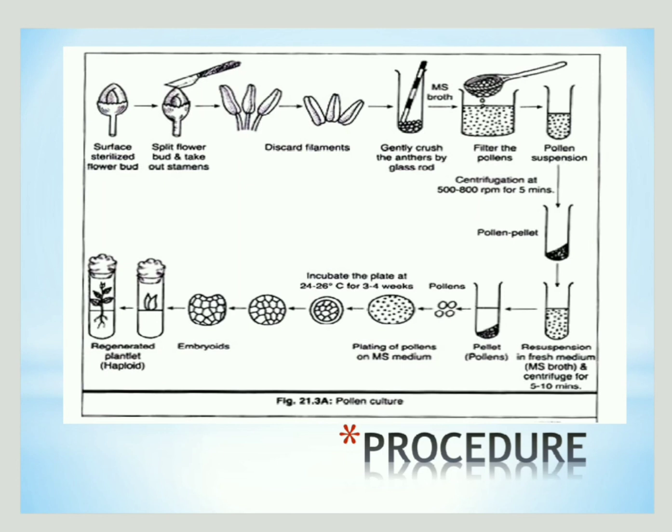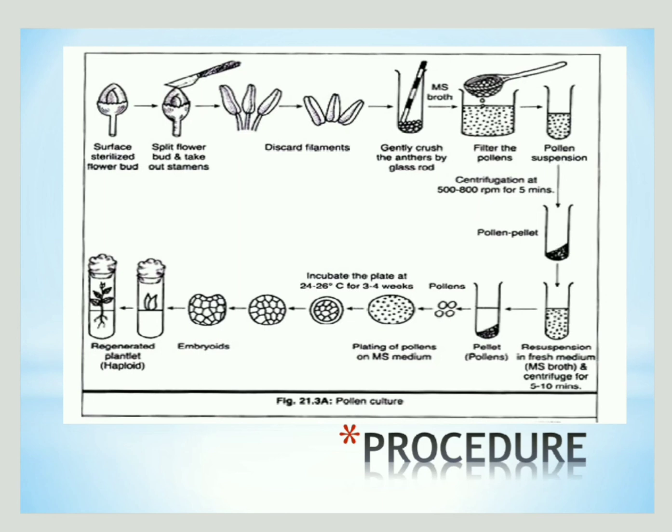Then we get a pollen suspension. Then we can see pollen pellets after centrifugation at 500 to 800 rpm for 5 minutes. Then we do resuspension for 5 to 10 minutes. After that we have to centrifuge it again, then we get the pellet. Then resuspension in fresh medium, MS broth. Then again we centrifuge for 5 to 10 minutes, and we can see the pellets again.